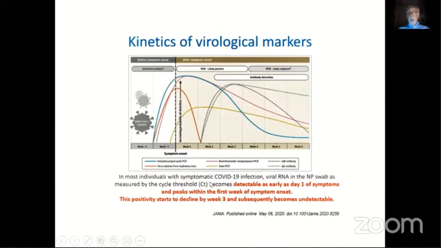Later on will appear the antibodies. We may say that they are detectable, depending on the sensitivity of the method, as early as day one of the symptoms, but the peak is within the first week after the symptoms, and then the decline comes 2 or 3 weeks after the start of the symptoms.